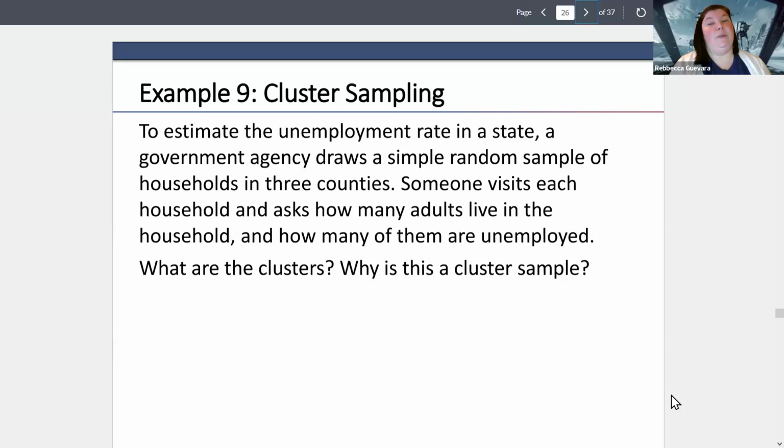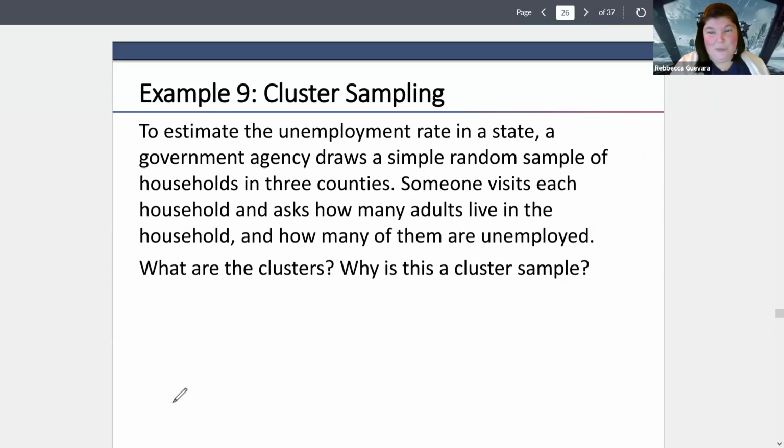To estimate the unemployment rate in a state, a government agency draws a simple random sample of households in 3 counties. Someone visits each household and asks them how many adults live in the household and how many of them are unemployed. What are the clusters and why is this a cluster sample? Well, first there's clusters, that's partly why.